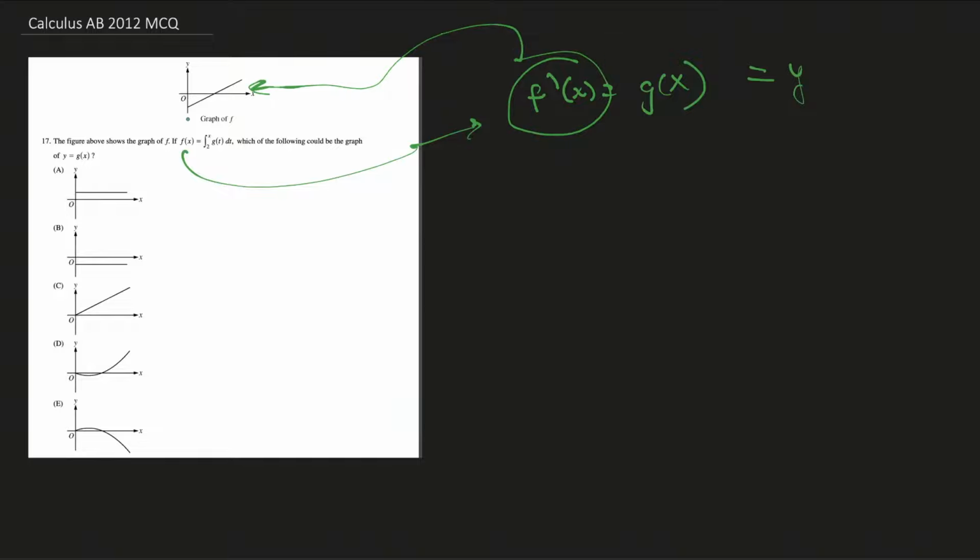Well, if you look at the graph, there's always a constant and positive slope, right? So it cannot be c, d, or e, because all of these represent a non-constant g of x value. Because f prime of x is positive and constant, 17 has to be a, because this is a constant value and it's positive.